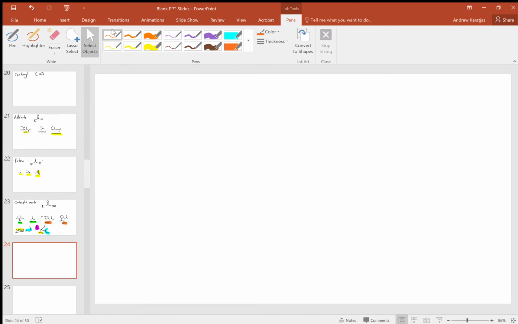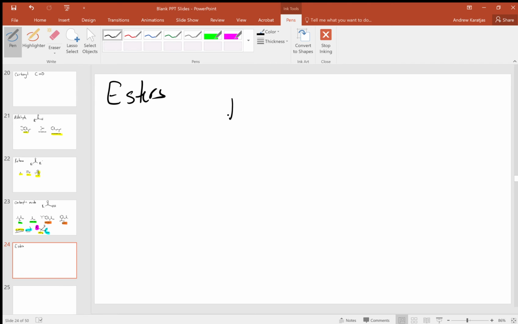Two more groups to go. Esters. Esters are kind of like carboxylic acids. And in fact, up to that point, they're identical. The difference between a carboxylic acid and an ester is the second bond here on oxygen. In a carboxylic acid that would be a hydrogen. In an ester, it's another R group.